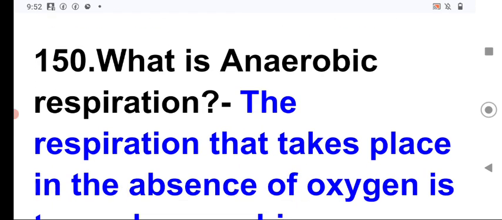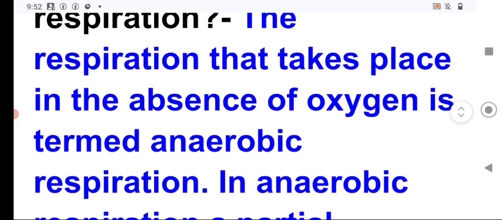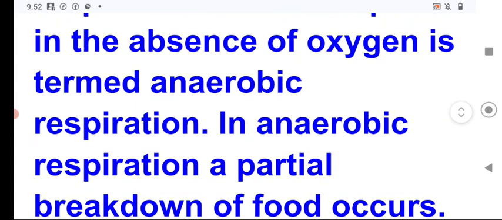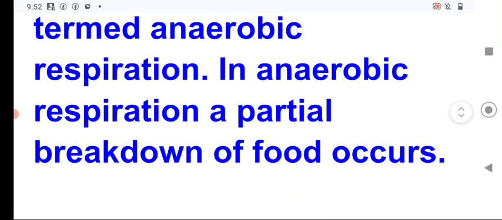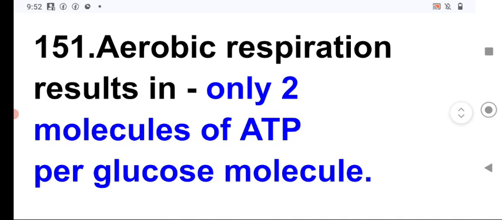Next, what is anaerobic respiration? The respiration that takes place in the absence of oxygen is termed anaerobic respiration. In anaerobic respiration, a partial breakdown of food occurs, and this type of respiration refers to glycolysis, which takes place in the cytoplasm of the cell. Next, anaerobic respiration results in only two molecules of ATP per glucose molecule.